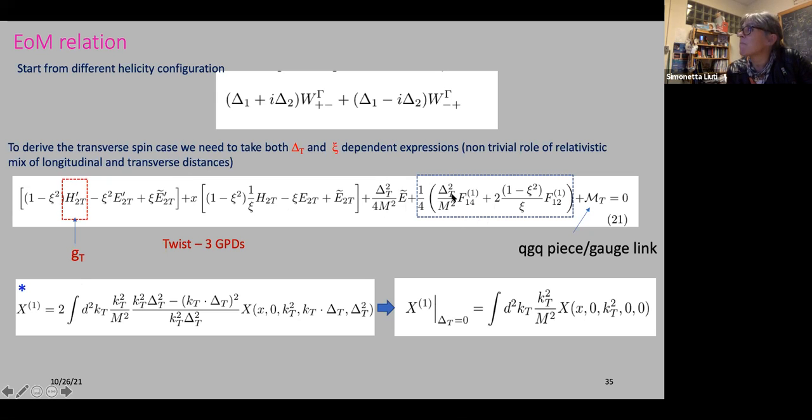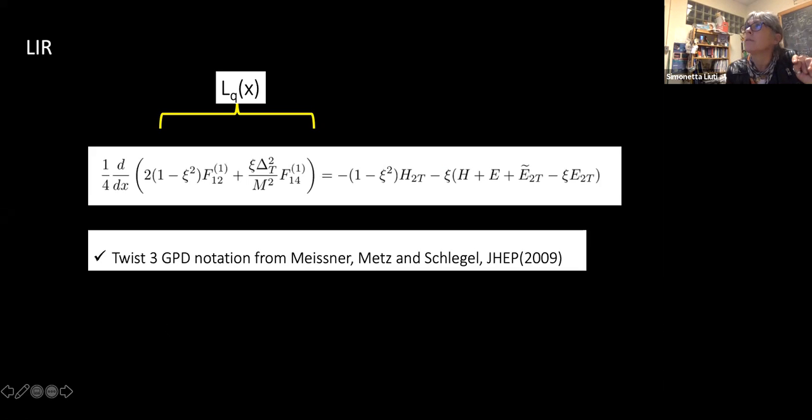Then we have this combination of GTMDs, F141 as before, and F121, which I should say is also divided by xi, because F121 is also xi odd. So it is exactly analogous to before. This allows us to identify this piece in here with the transverse angular momentum. It allows us to identify which twist 3 GPDs are going to give us the twist 3 piece. And that's what we have.